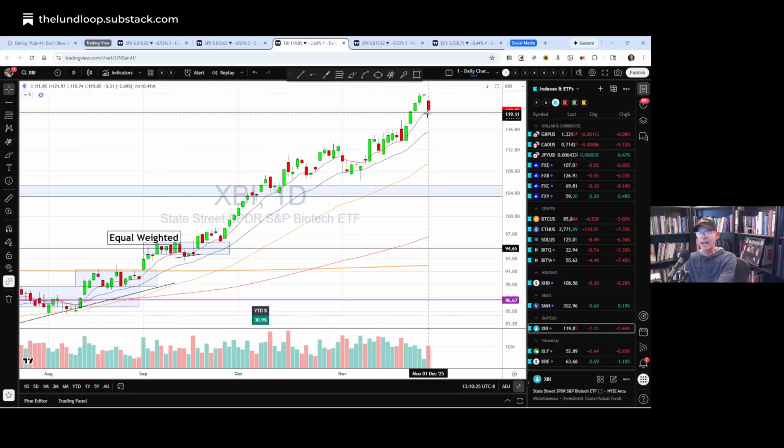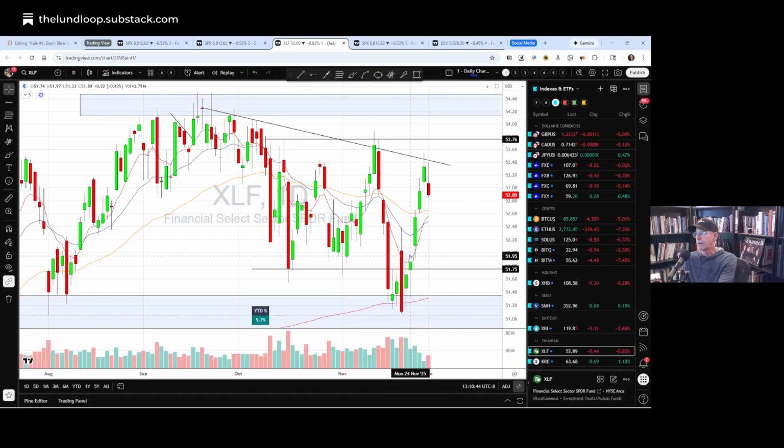XBI finally has a little bit of a break after this amazing run right here, but still not even at the 8. The 8 is the ultra short moving average. That's the shortest one we use. It measures the ultra short trend. Then we've got the 21, which is the short-term trend, then the 50, which is the intermediate-term trend, and the 200, which is the long-term trend. And we're not even at the ultra short-term trend yet on XBI.